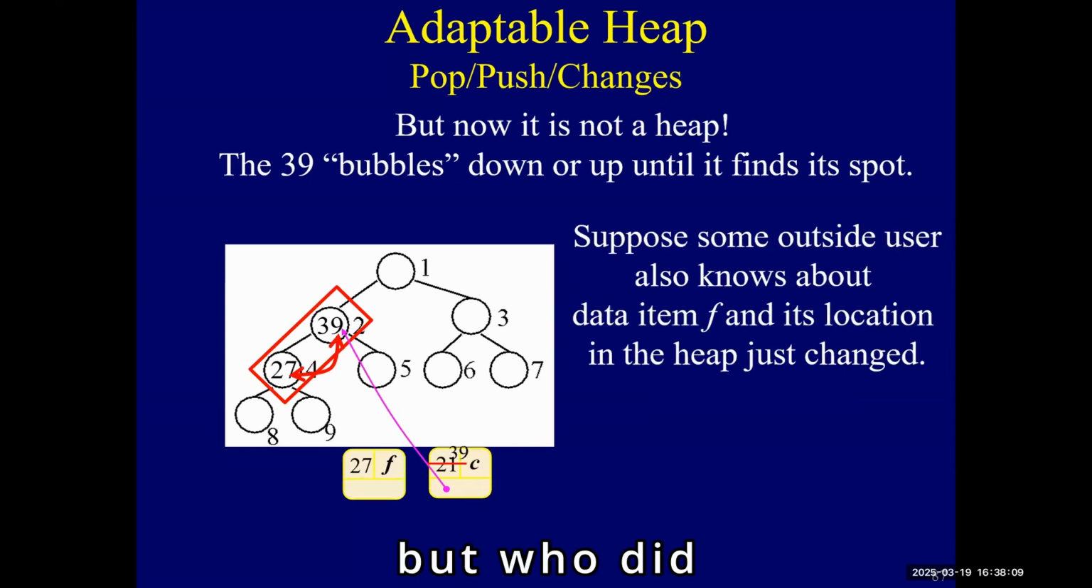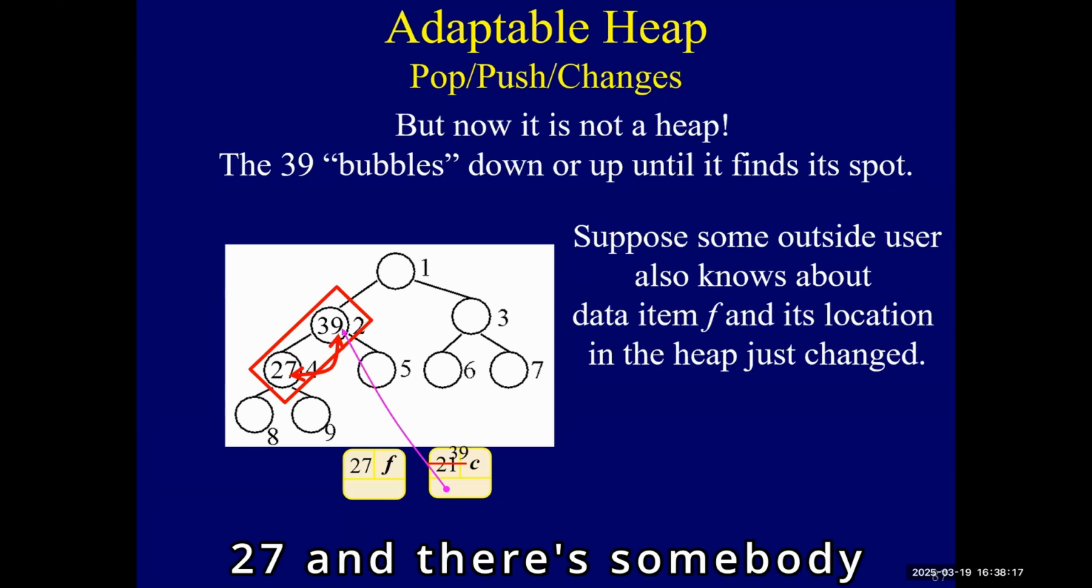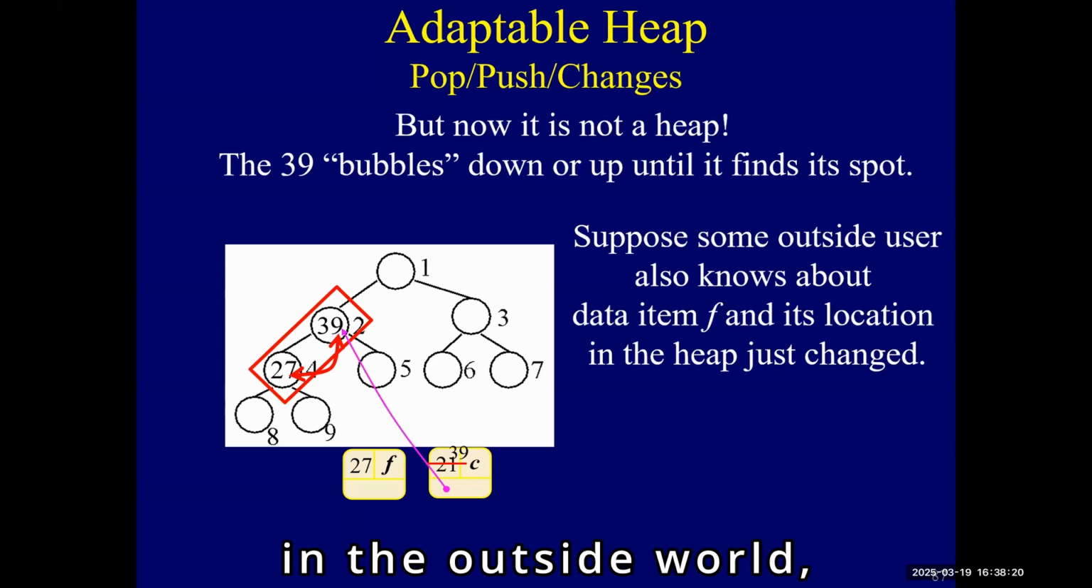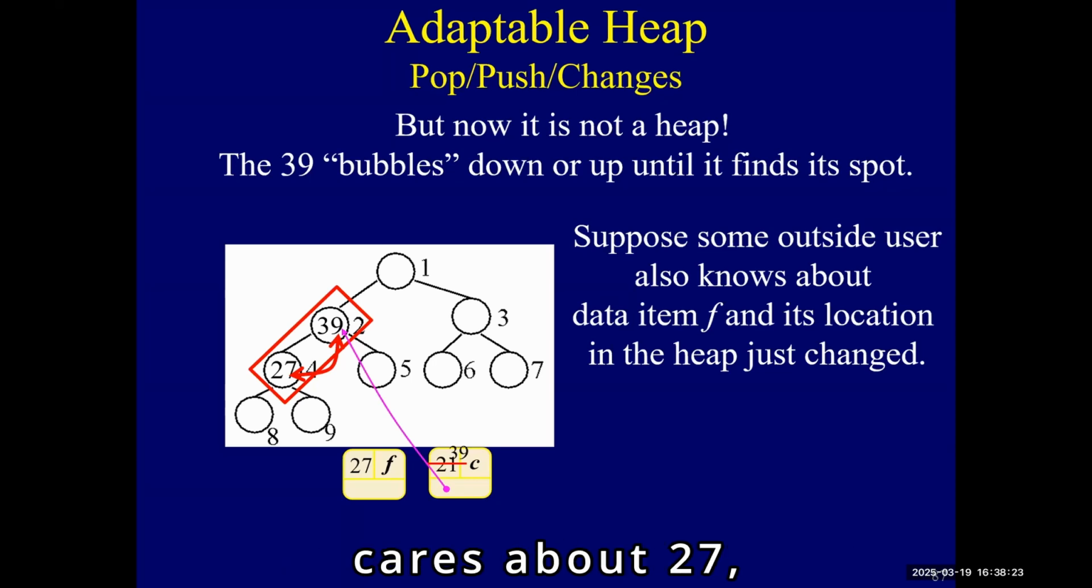But who did we move down? We moved down to 27. And there's somebody in the outside world who cares about 27. Mr. F cares about the 27. And what's our loop invariant? That F is pointing at the 27. Why is he pointing at it? In case he wants to change it. But is he pointing at it now? No, he's not pointing at it because we moved it.